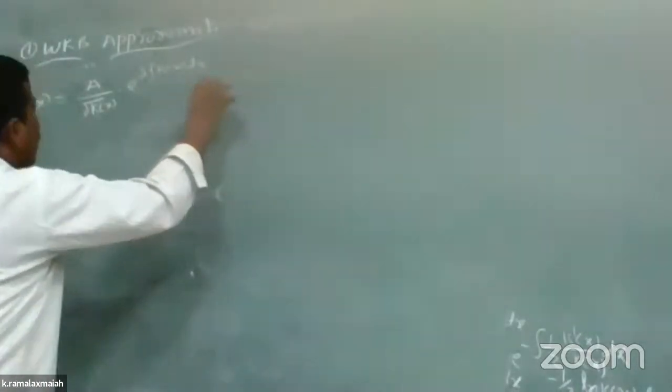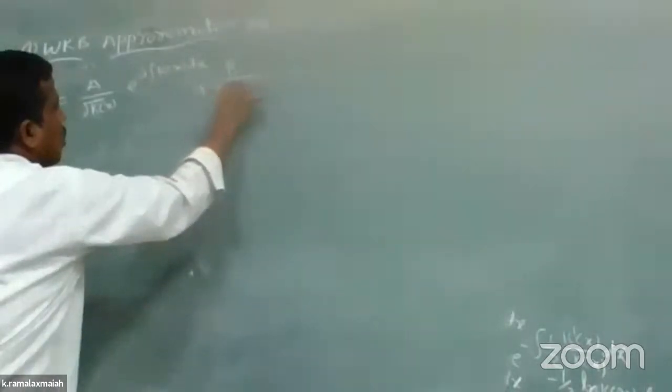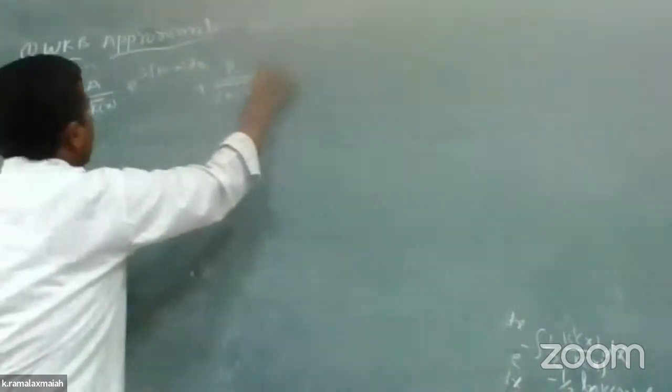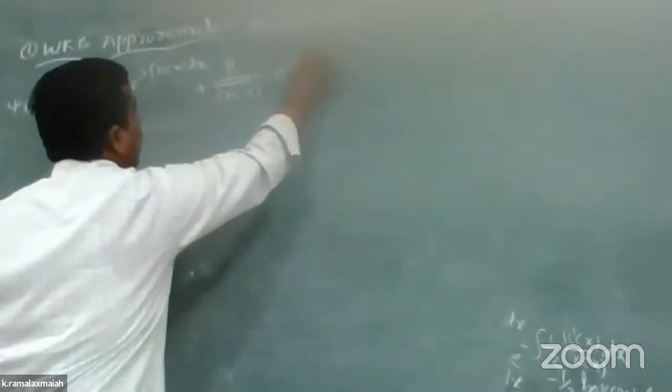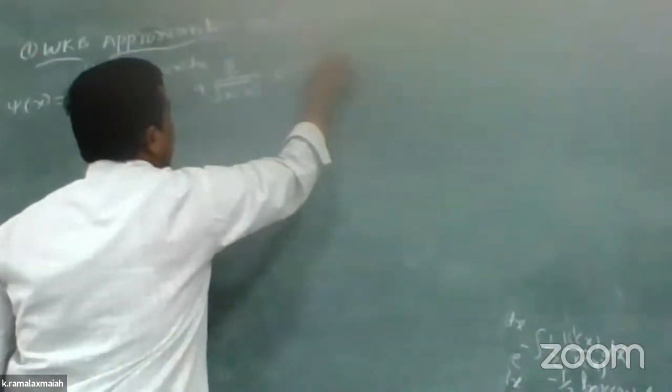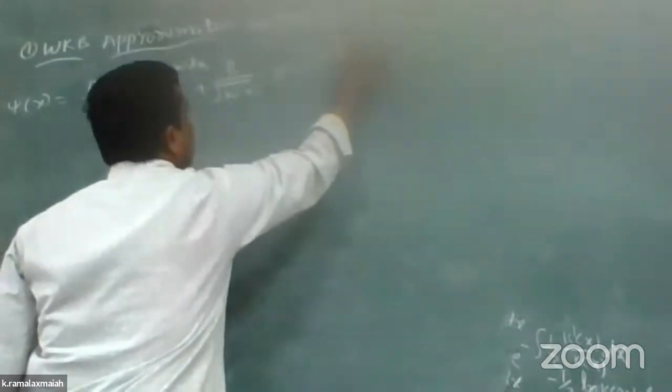plus b by under root of k of x, into e power of minus i integral of k of x dx. So this is similarly the solution for the region v less than E.